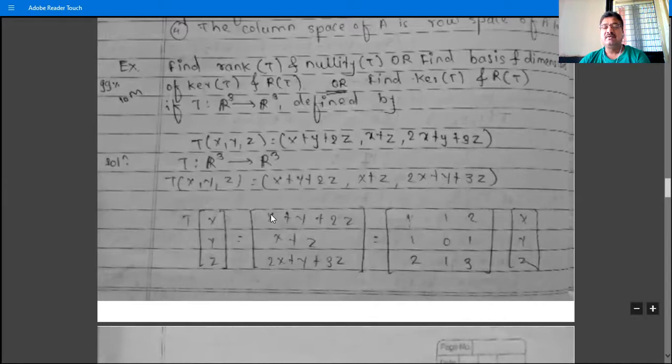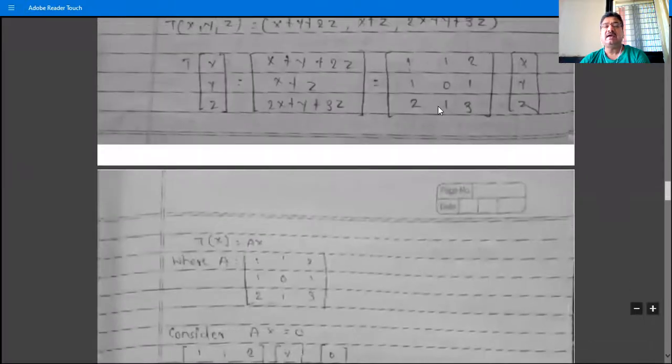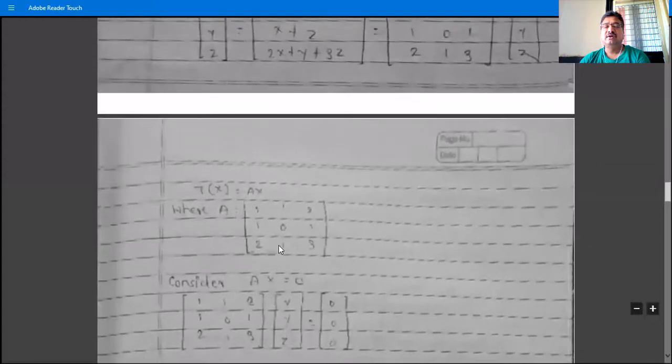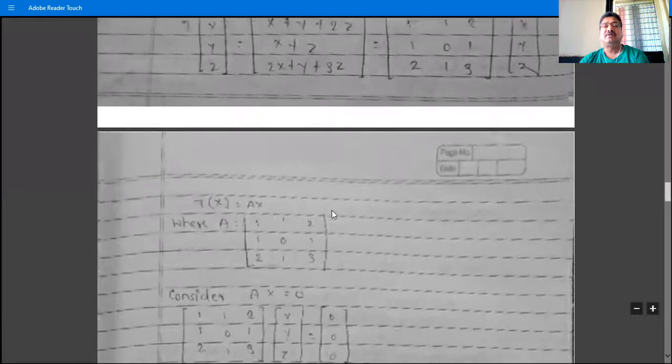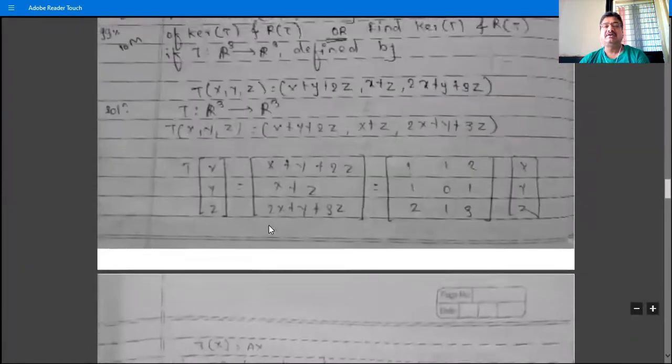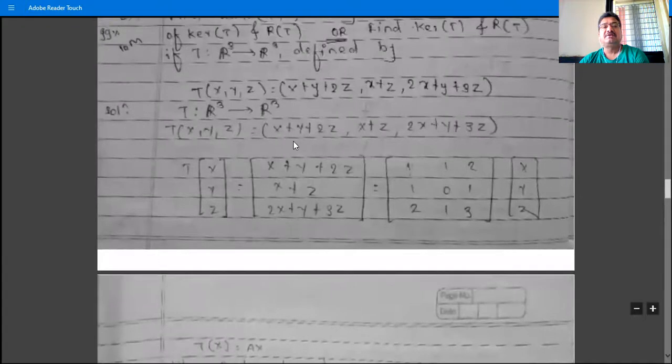What is A? 1 1 2, then 1 0 1, that is the coefficients of x, y, z, and 2 1 3, the coefficients of x, y, z. So this is in the form T(x) = Ax, where A is 1 1 2, 1 0 1, and 2 1 3. This is the standard matrix for the linear transformation T, or we can say T is multiplication by A, or T is represented by the matrix A, or A is called the standard matrix of the linear transformation T.